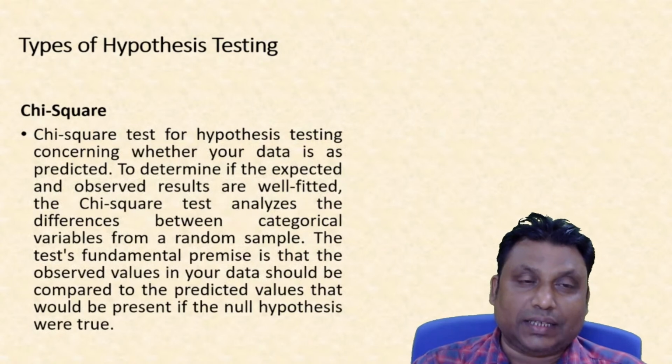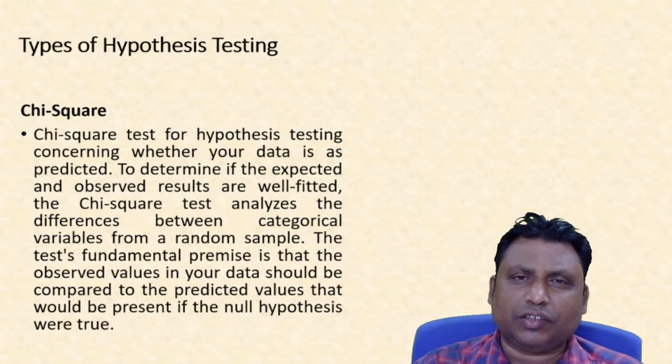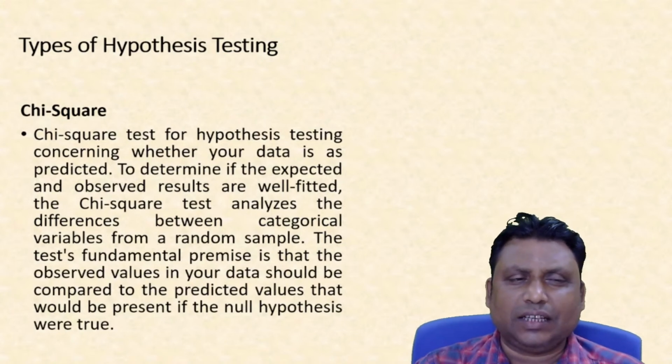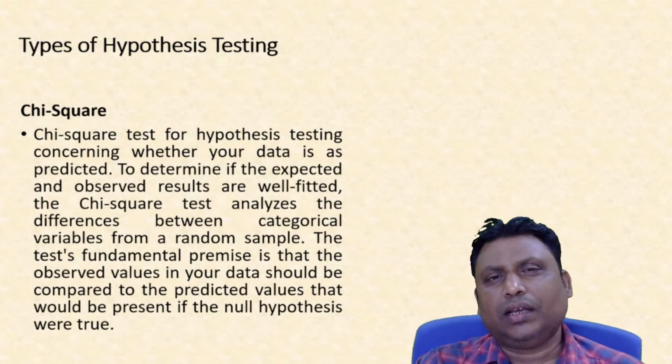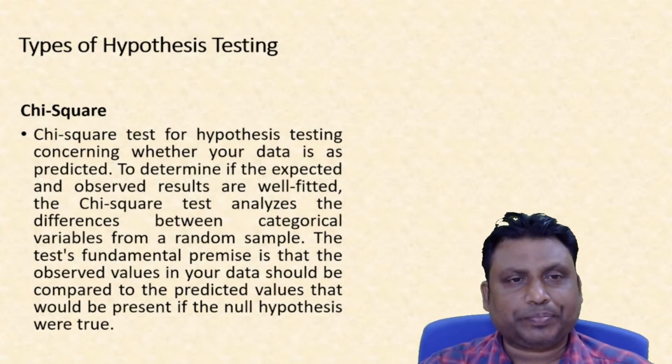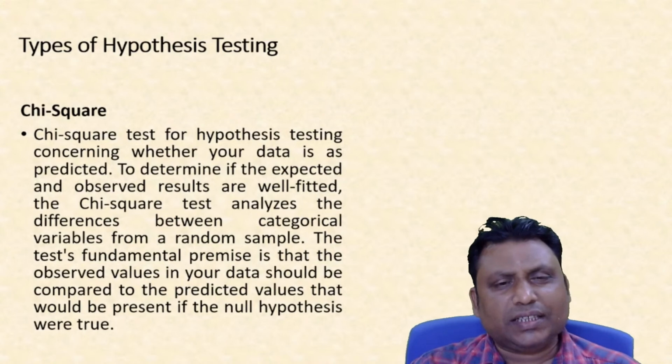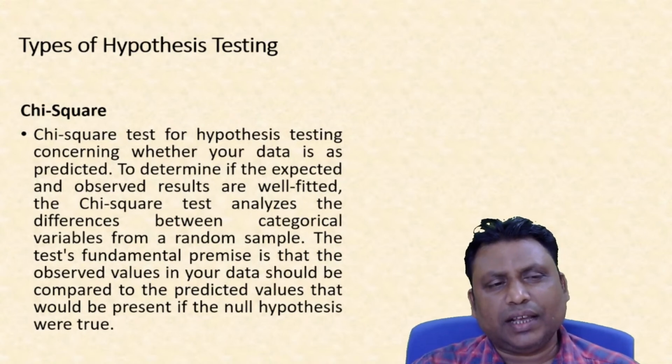Then another one is chi-square test. Chi-square test sometimes we also use for testing hypothesis. Generally it is a non-parametric test, and we use it to test whether your hypothesis is accepted or rejected. So chi-square test is hypothesis testing concerning whether your data is as predicted. To determine if the expected and observed results are well fitted, the chi-square test analyzes the differences between categorical variables from random samples.